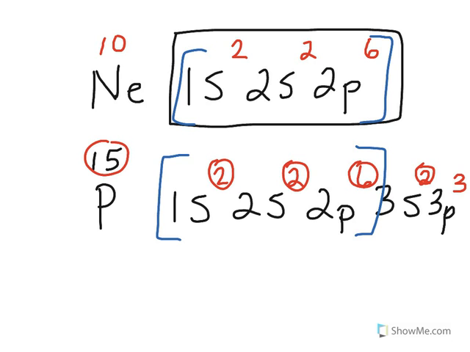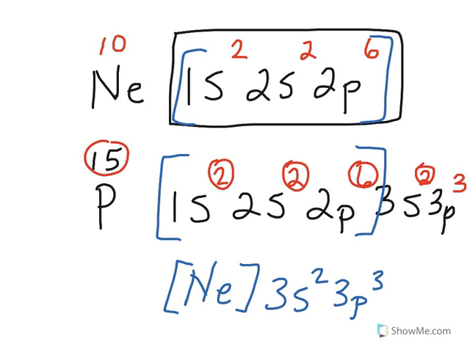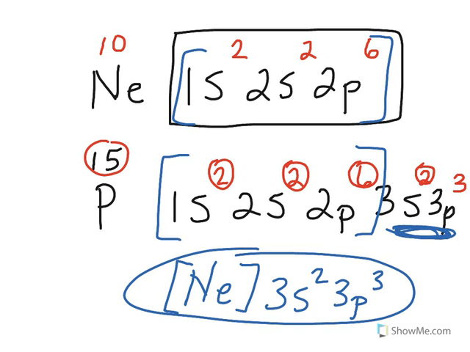So instead of writing them out, we could just write this. Neon, in brackets, basically takes care of the first 10 electrons. And then we say, and after that, we have 3s2 and 3p3. That stuff right there. Okay. So this right here has the same meaning, but it's a little less messy to write because we can take care of the first 10 electrons just by saying it's the same as the noble gas that comes before it.